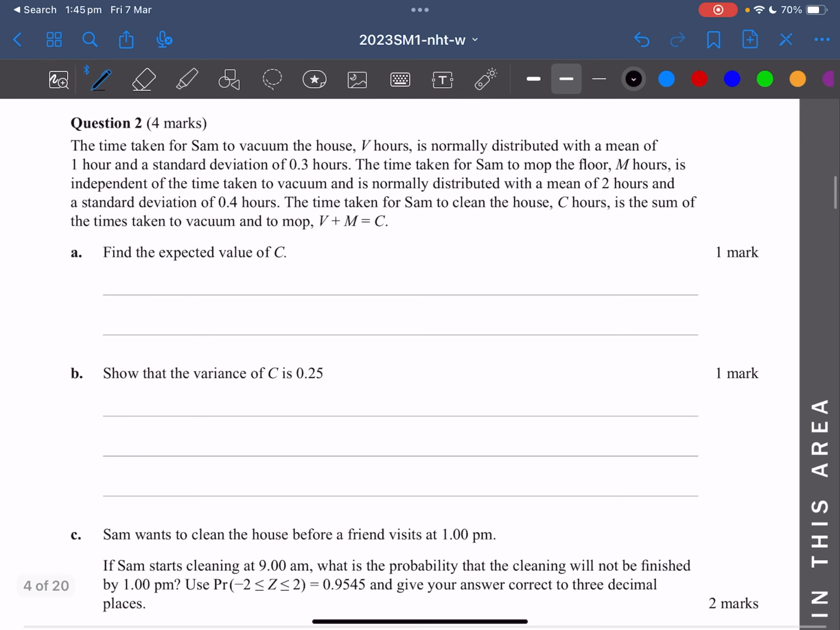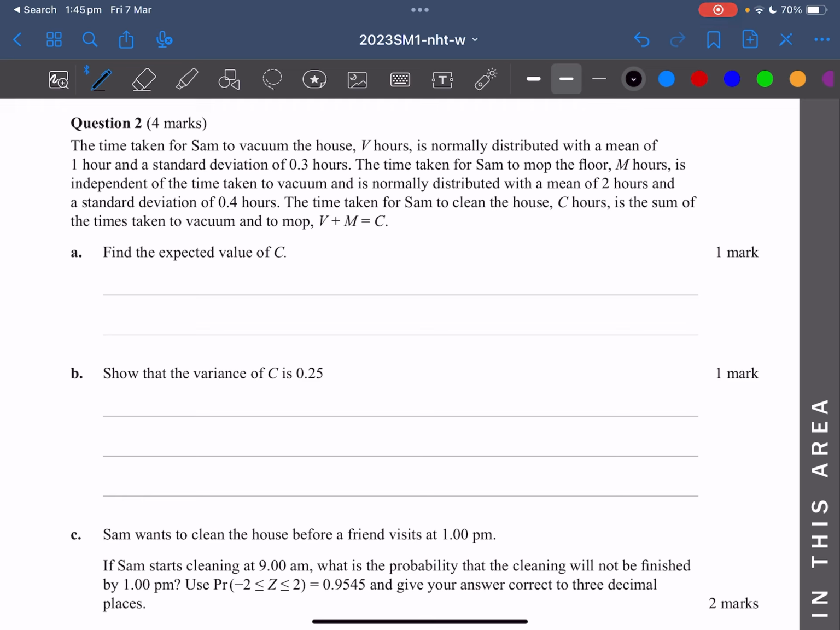So the time taken for Sam to vacuum the house, V hours, is normally distributed with a mean of 1 hour and standard deviation of 0.3 hours. The time taken for Sam to mop the floor, M hours, is independent of the time taken to vacuum and is normally distributed with a mean of 2 hours and a standard deviation of 0.4 hours. The time taken for Sam to clean the house, C hours, is the sum of the times taken to vacuum and mop: V plus M equals C.